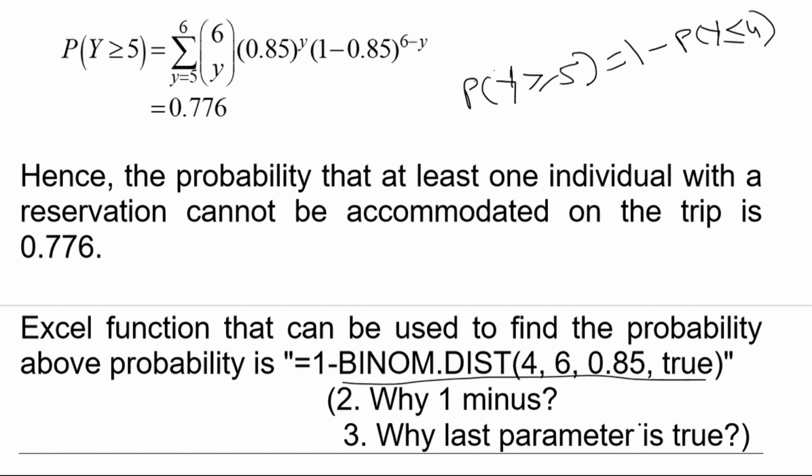Now the second question arises: why is it true or false? We need to find the probability that Y is less than or equal to 4, so this parameter is true. If we need to find the exact probability instead of the cumulative probability, then this parameter will be false. Right?